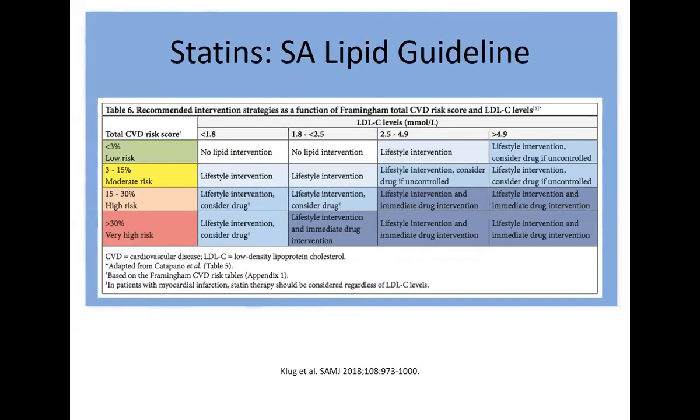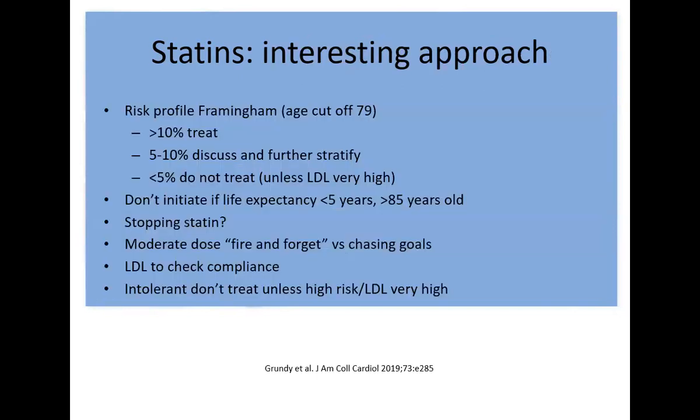What about statins? So we know this table. This is from our own guidelines. So obviously you're going to plug the patients in here, just bearing in mind that Framingham only goes up to age 79. Should you be initiating statins for primary prevention in over 80s? I'm going to say no. I might get argued with.